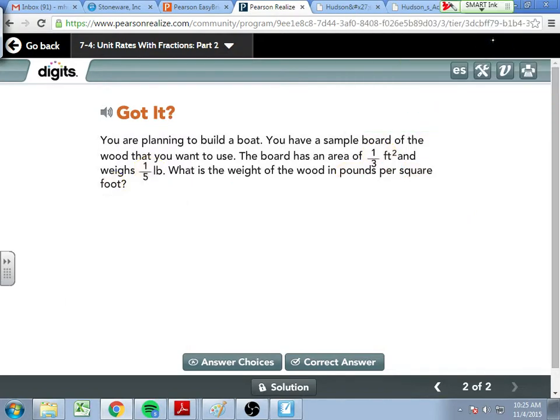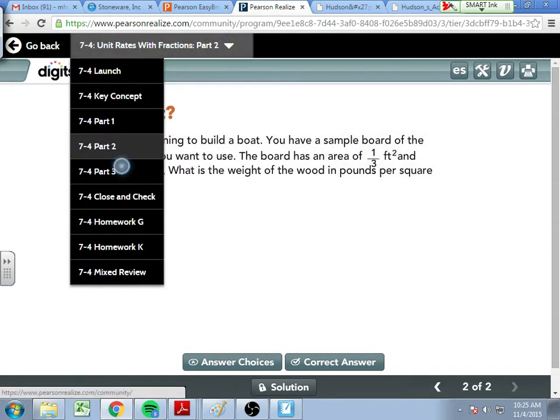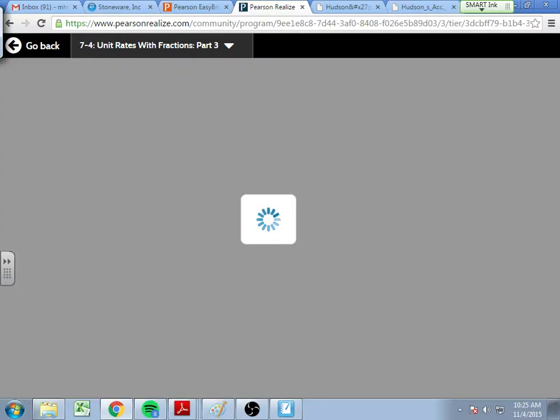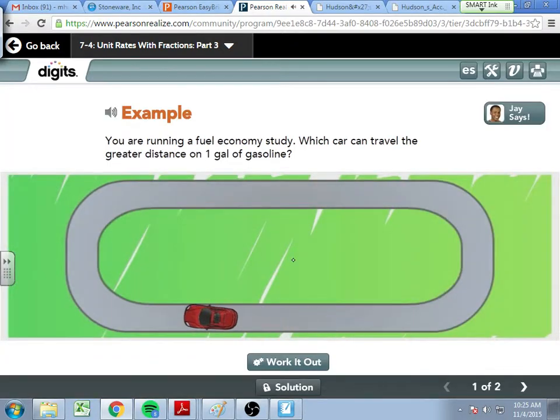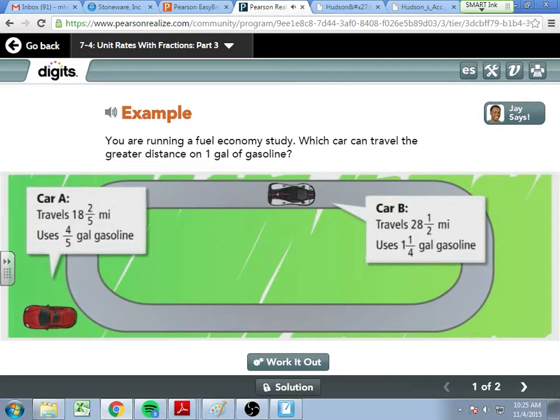Cool. We have a fuel economy study. Every new car that comes out pretty much has a fuel economy study attached to it. So we've got 2 different cars. So figure out which car can travel further on 1 gallon of gas.